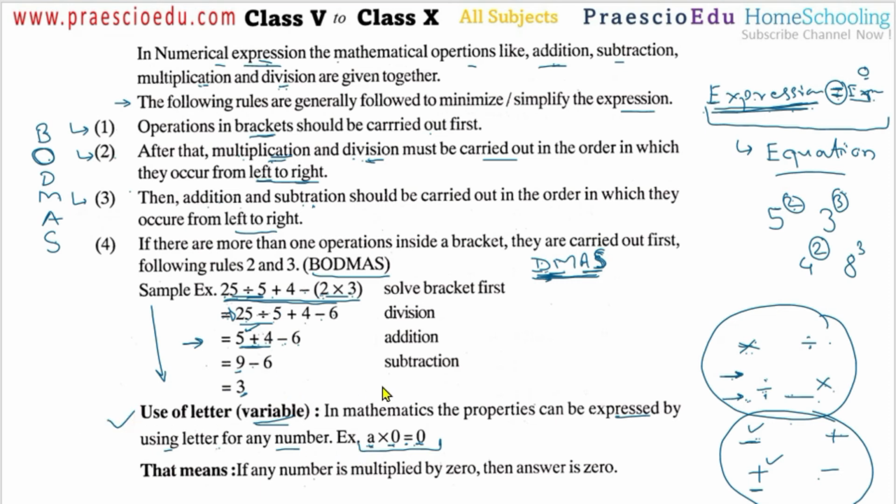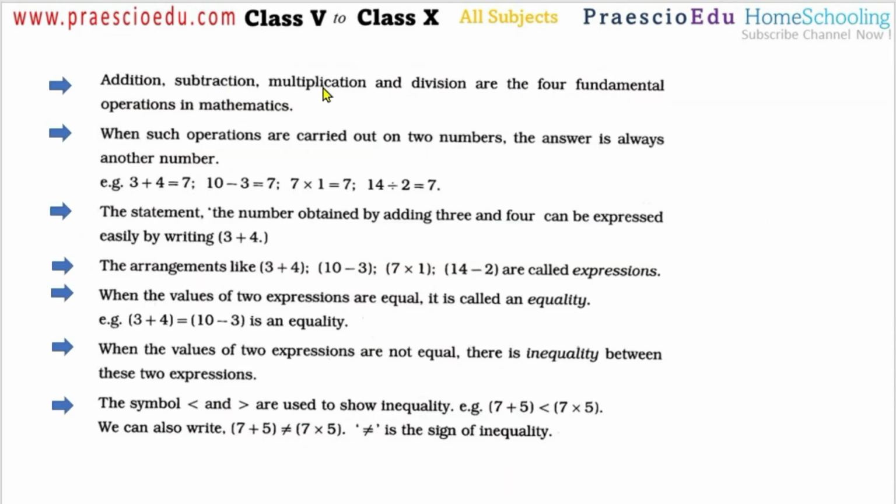Very easy, just understand, or if you cannot understand, just rewind or listen from the starting. So that means if any number is multiplied by 0, then the answer is 0. This is a statement, or we can say this is a sentence. But in mathematical operation, in an expression, or you can say an equation, we can show it like this. So from this sentence we can show this, or from this expression we can make the sentence also like this.